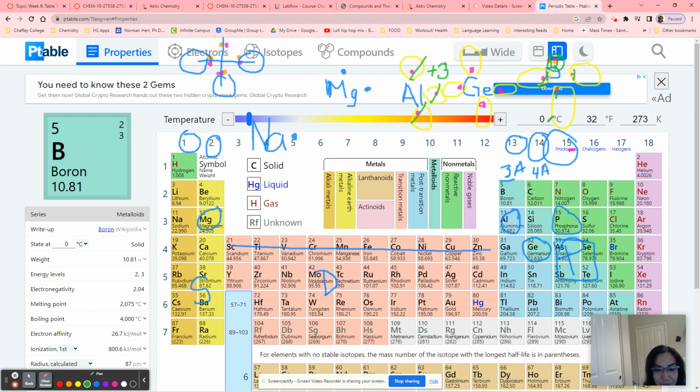Remember, it's about the octet. Octet has 8, right? So are you really going to try to lose 5 electrons to get to 8? To get to your lower energy shell? That doesn't really make sense when you could easily just gain 3 electrons. That's the way I think about it.